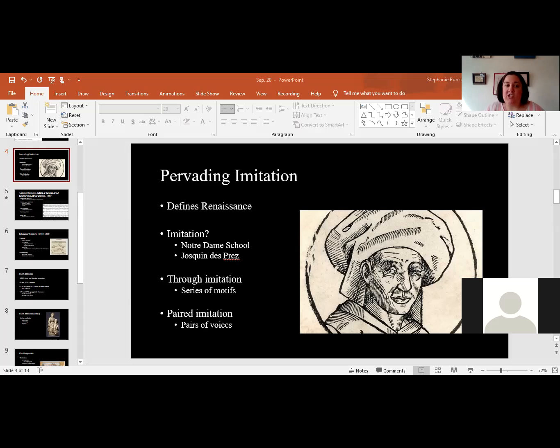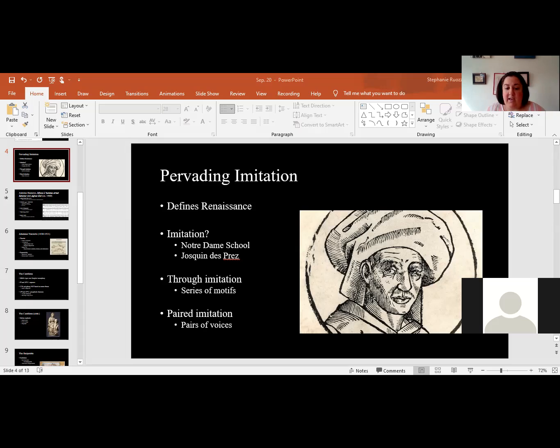Now, this idea of imitation in general had been in use since the Notre Dame school of polyphony and the earliest motets that we listened to. We've heard imitation in Viderunt Omnes. But in the Renaissance, the mid 15th century, it came to be the defining feature of complex polyphony. And the generation of Josquin des Prez standardized it as the go-to compositional technique.